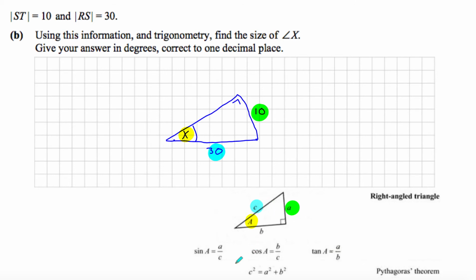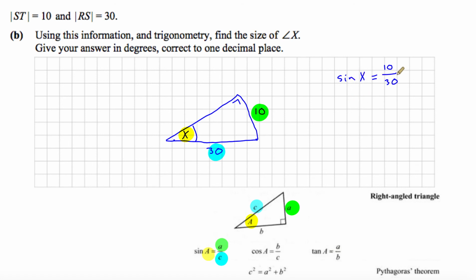So then we must look at the three trigonometric ratios and decide which one has small a and small c in it. And we can see there that it's sine, or sin A. So sin A is equal to a over c. So if we're just thinking of this in terms of positions now, that's what we're going to set up as our equation. So we're going to say the sin of x is equal to green over the blue, which is 10 over 30. So that's the equation set up.